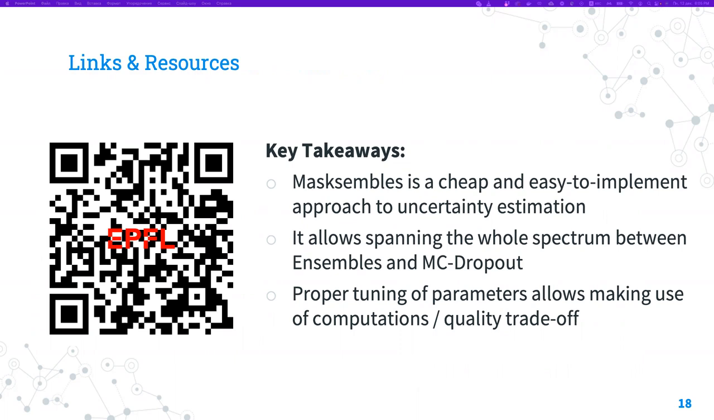But what are the key takeaways from the talk and the paper in general? Masksembles is a cheap and rather easy to implement approach to uncertainty estimation. It's the same thing as a Dropout layer. You can just drop it in and it works. From a theoretical perspective, it allows us to span between those two popular methods for uncertainty estimation, ensembles and MC Dropout. And as I already mentioned, proper tuning of those parameters allows us to make use of this computational quality trade-off, which is the major practical application, the strong side of the method.